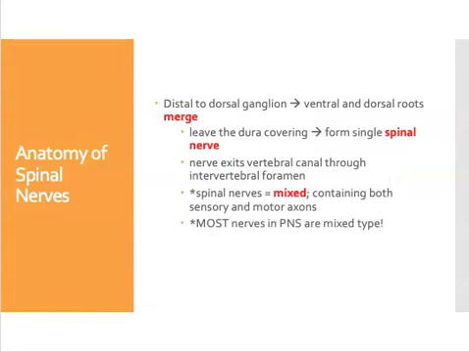So, if you look at the dorsal root of a spinal nerve, distal to the dorsal ganglion, the dorsal and the ventral roots are going to merge together. I know I just said a minute ago that the dorsal root is what is actually sending nerve fibers into the cord, but if you go out of the cord distally from the dorsal ganglion, you're going to see ventral and dorsal roots merging together. And I'll show you a picture of this in just a minute.